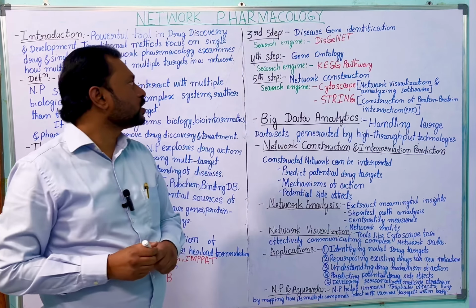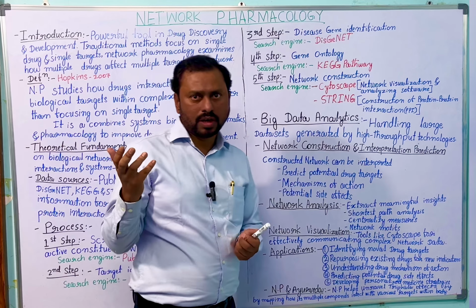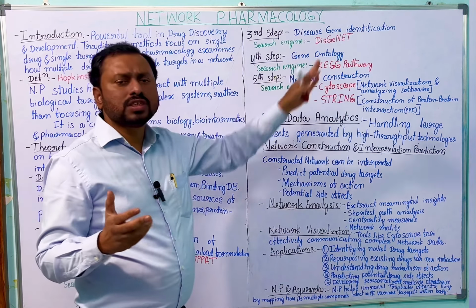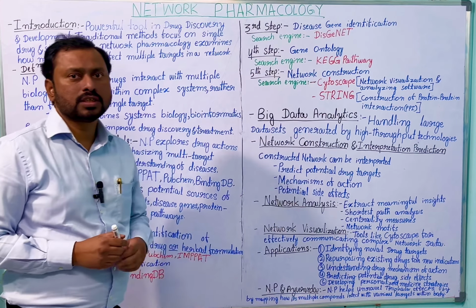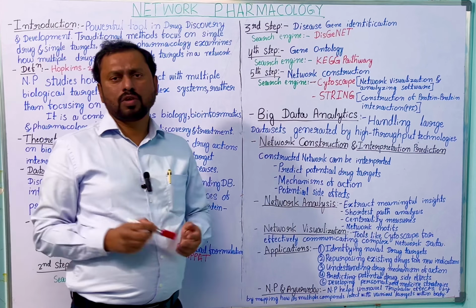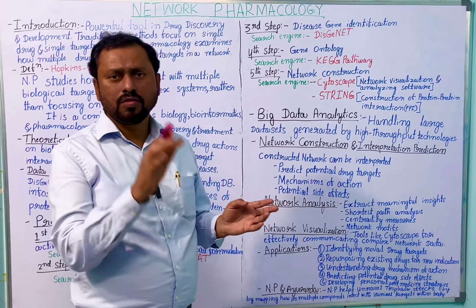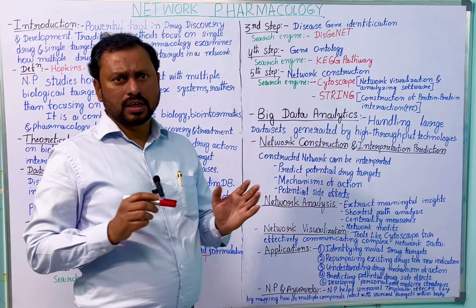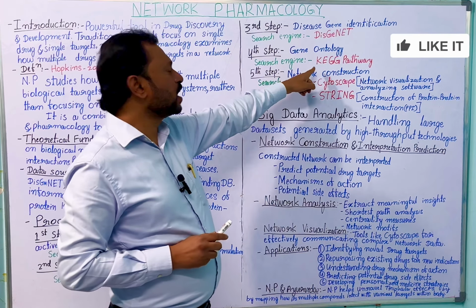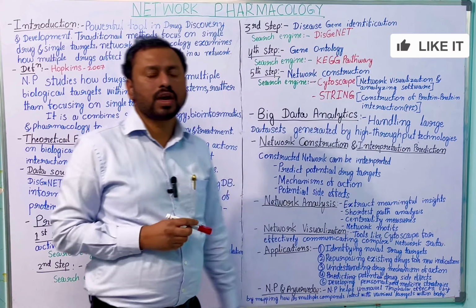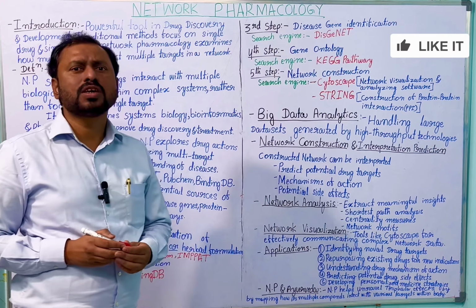Now come to the fourth step, gene ontology. Philosophically we are thinking about which gene is acting and how. Here gene ontology gives the philosophical answer of how this gene is involved, how its pathway works, and how it targets the diseases by different targets. In this search engine, the tool we are using is the KEGG pathway, for finding the answer of how the gene is acting and how the gene is useful.